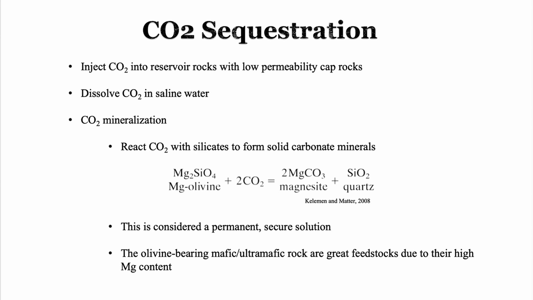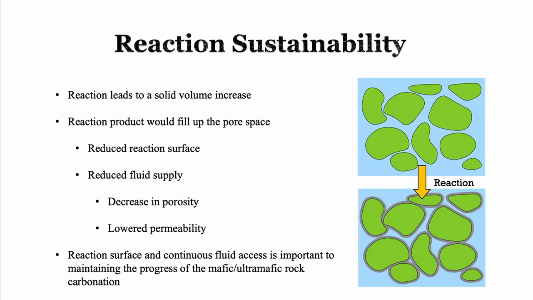And because of the high magnesium content in the olivine-bearing mafic and ultramafic rocks, they are considered a great feedstock for this purpose. However, using the ultramafic and mafic rock as the feedstocks for CO2 sequestration remains controversial. This is because if we think about the reaction, generally, the reaction will lead to about 44% solid volume increase.